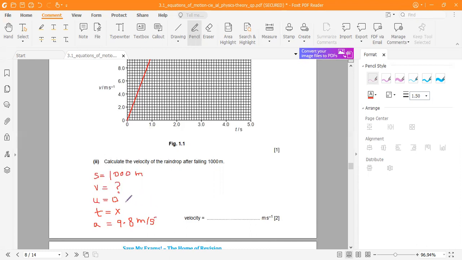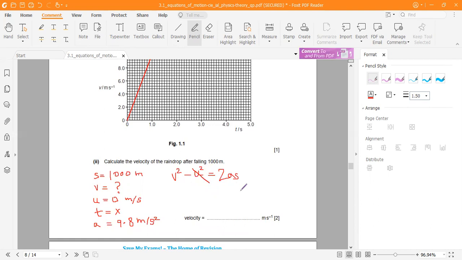I need to find v. Which formula connects these three quantities? I don't have the value of time, so which formula has no time? I get equation 3, just like the last case. So v squared minus u squared is equal to 2as. This u is 0 again, so this will cancel out. And I will get v is equal to the square root of 2as.